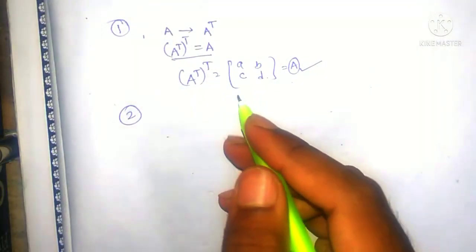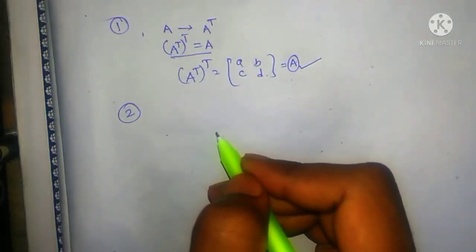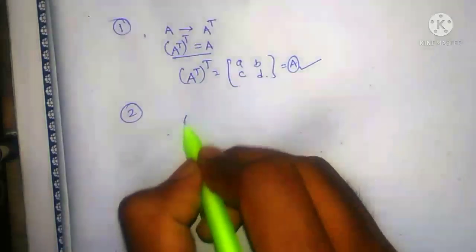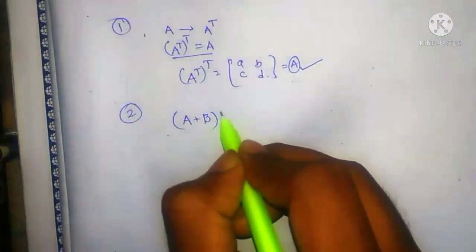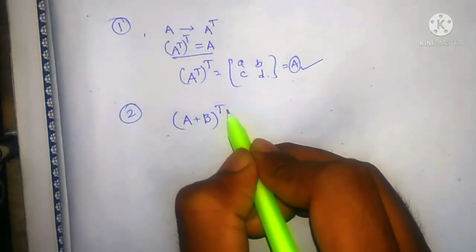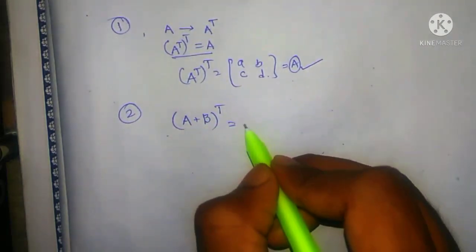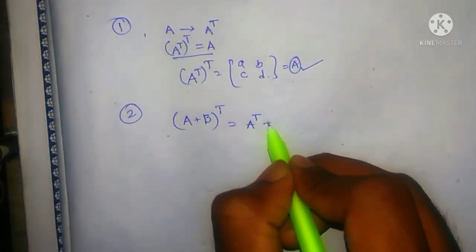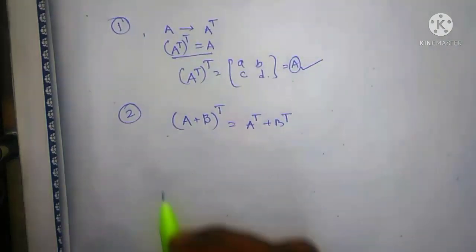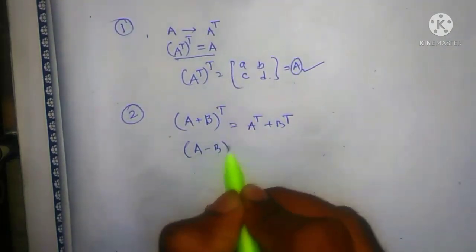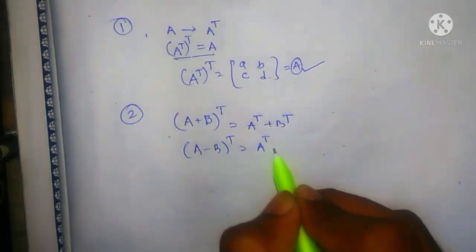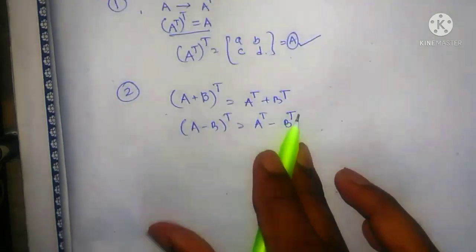The second property is that the transpose of a sum of matrices is equal to the sum of their transposes. A plus B whole transpose equals A transpose plus B transpose, and similarly A minus B whole transpose equals A transpose minus B transpose.